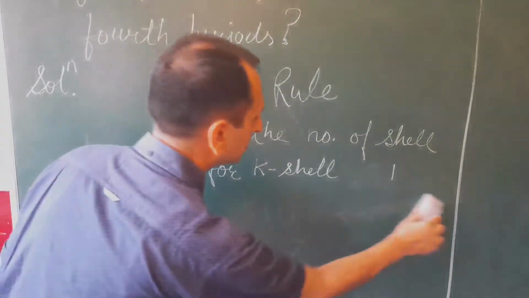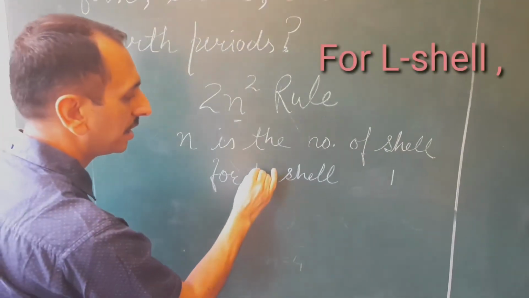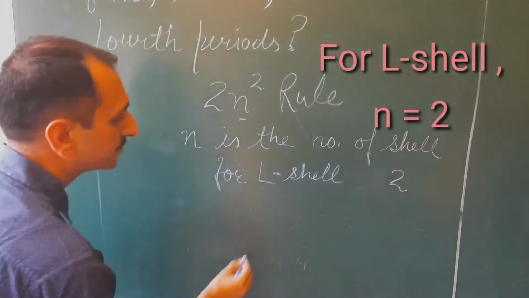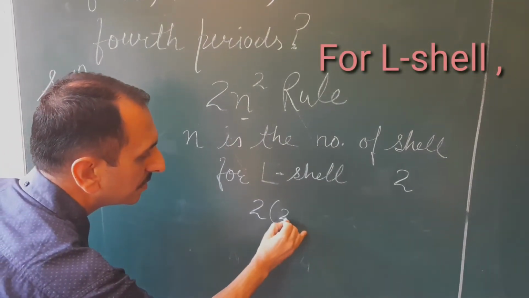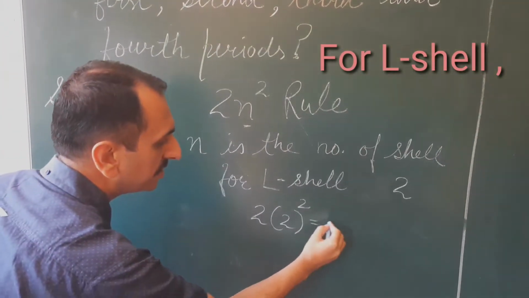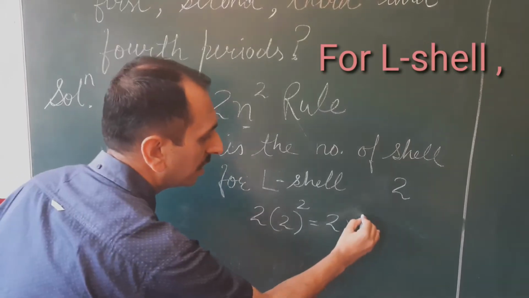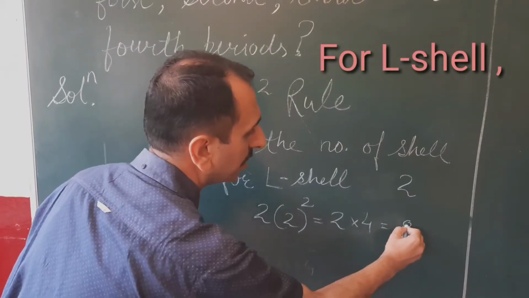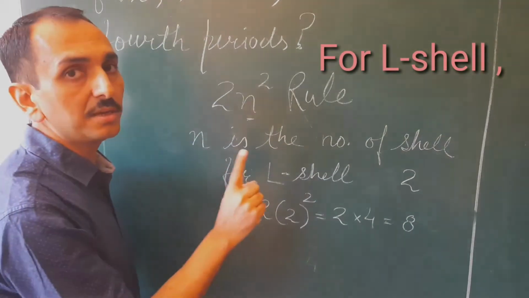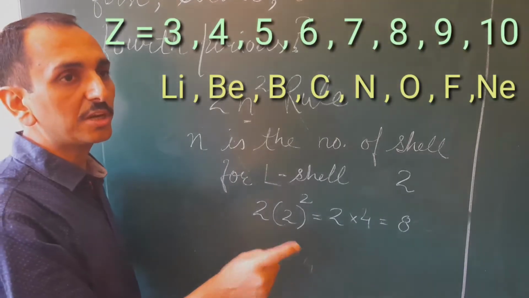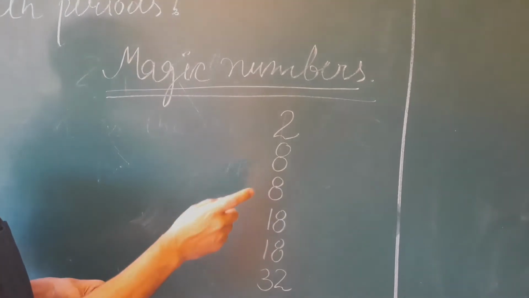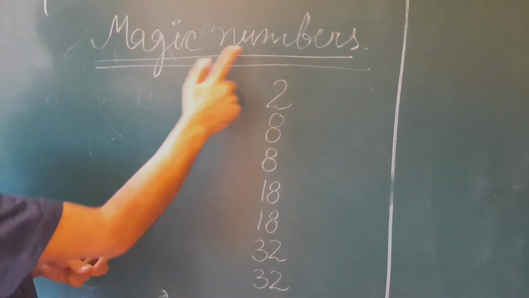Now for the second shell, which is the L shell, the value will be 2. Then we will fill the value of n here in the 2n square rule. It will be 2 multiplied by 2 square, which is 8. What does it mean? There are 8 elements in the second period. It means we start from atomic number 3 to 10, from lithium to neon.